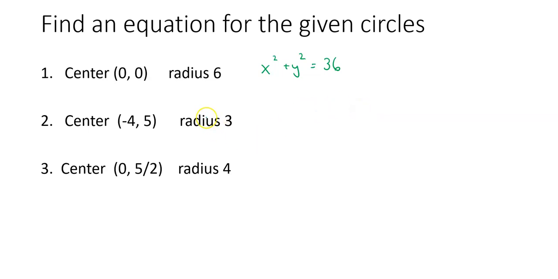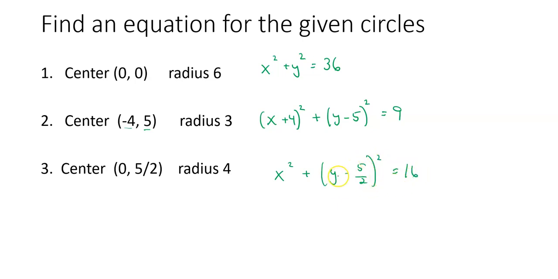All right, the second one. X minus a negative 4 squared, so x plus 4 squared, plus y minus 5 squared equals r squared. Right, so x minus the x coordinate, y minus the y coordinate. For the third one, it says the center is 0, 5 halves. So I'm not going to write x minus 0 squared. I'll just write x squared plus y minus 5 halves squared equals 4 squared, which is 16.